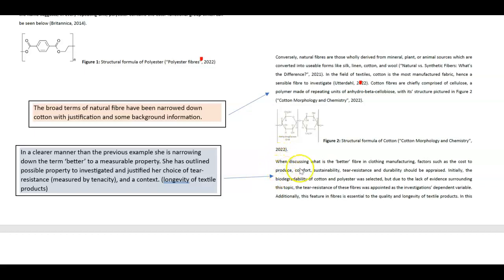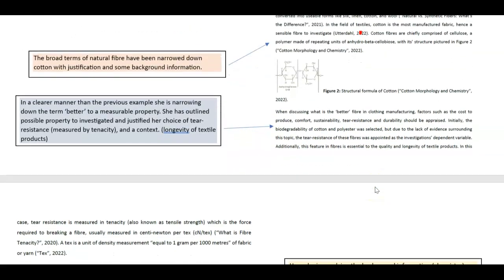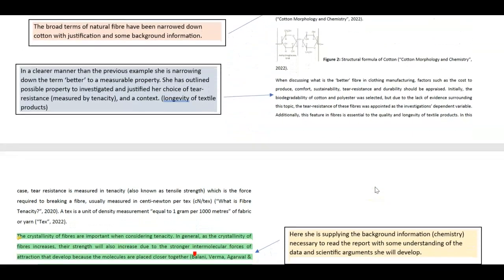She's also outlined the possible properties that may be investigated. So when discussing what is a better fibre in clothing manufacturing, so there's your context, factors such as cost, and she's given a lot of properties that need to be considered, talked about some of the ones that she thought she might do, and then came upon tear resistance because she figured that was a more relevant thing for clothing manufacturing.